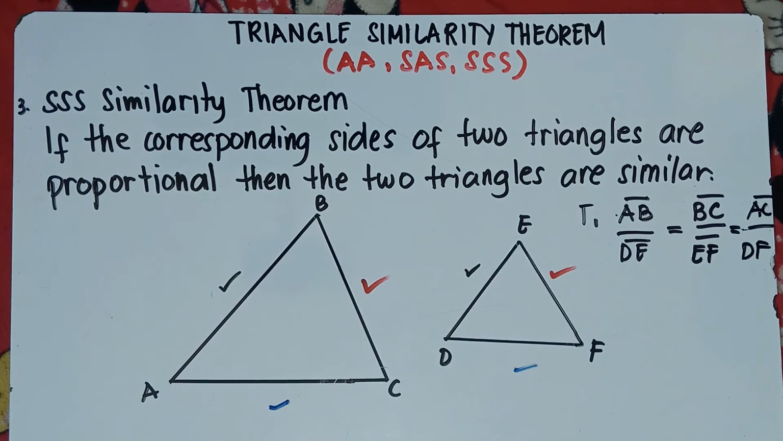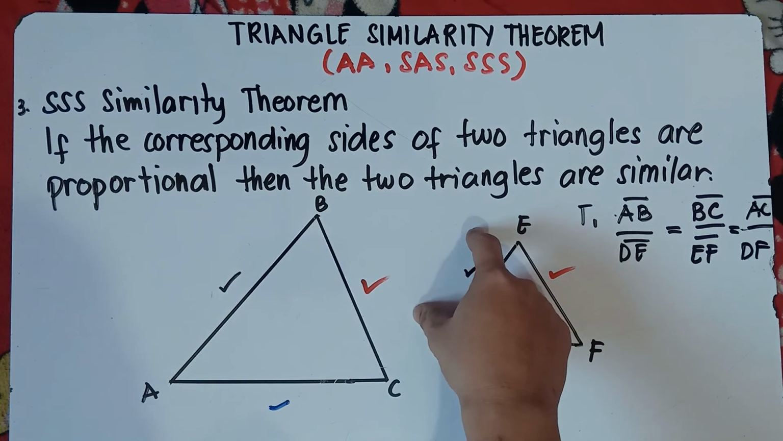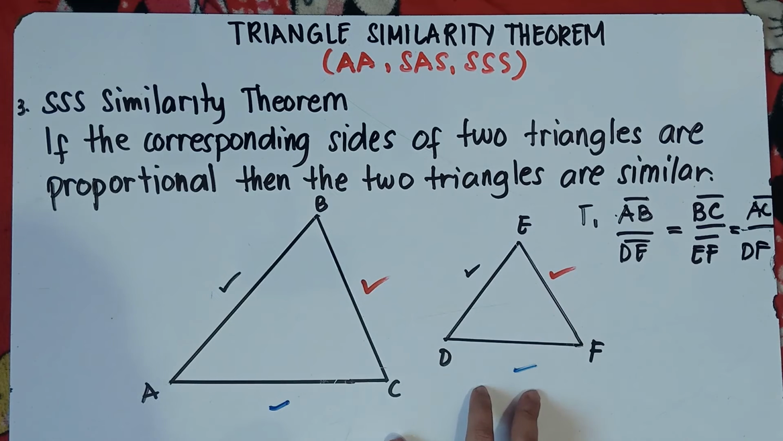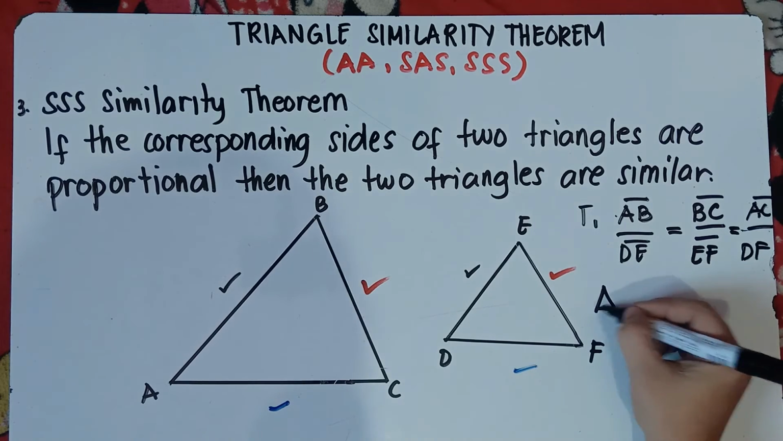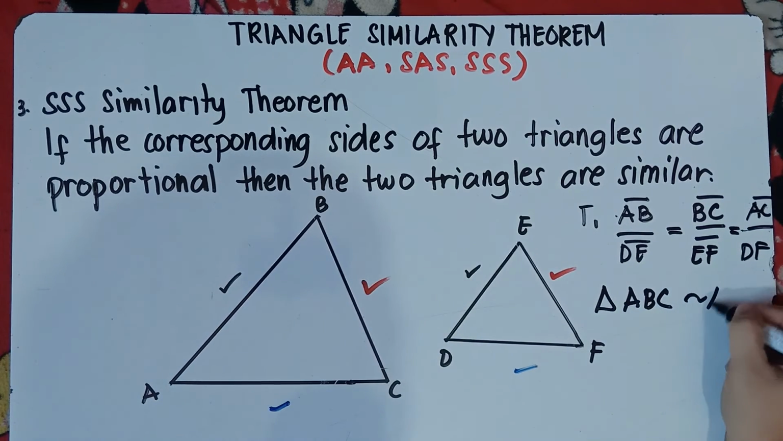So once again, if they have the same ratio, the ratio of this side over this side is equal to the ratio of this side over this side and this side over this side. Therefore, the two triangles are similar. So we can say the triangle ABC is similar to triangle DEF.